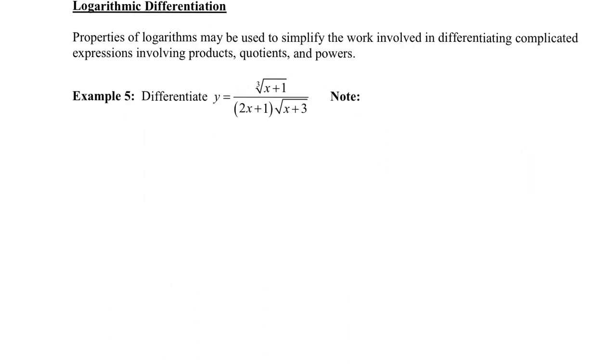This leads us to a technique called logarithmic differentiation. And as it mentions here, properties of logarithms may be used to simplify the work involved in differentiating complicated expressions involving products, quotients, and powers. So if we had an expression like this and we needed to take the derivative, well, we do have the quotient rule. The quotient rule would work here, but as you can imagine, it'd be a lot of work. There'd be the product rule built in. It would be sort of a nightmare.